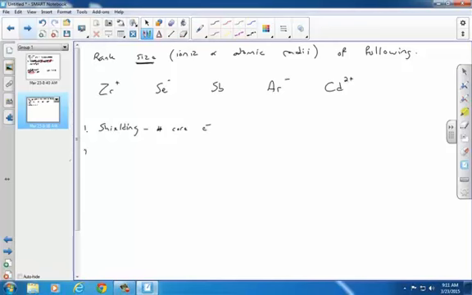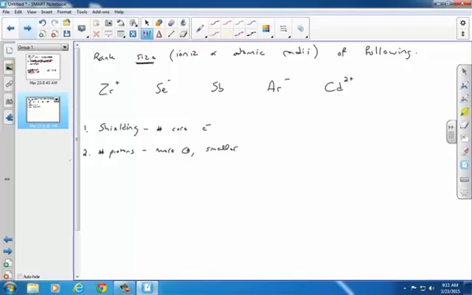But the second factor is the number of protons. If the shielding is similar, then we look to the number of protons. The more protons there are, the smaller the atom, because there is more positive charge to attract the electrons closer.